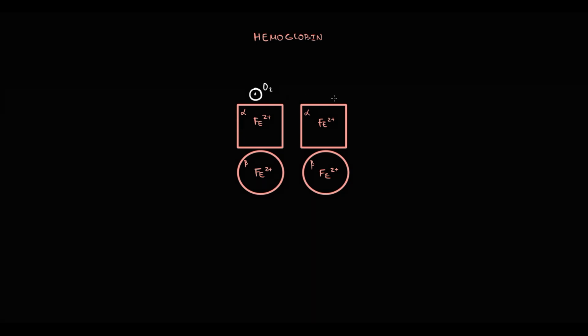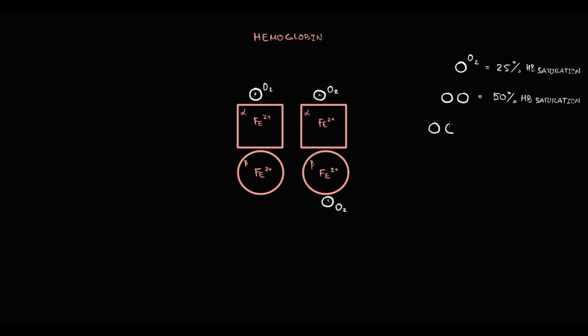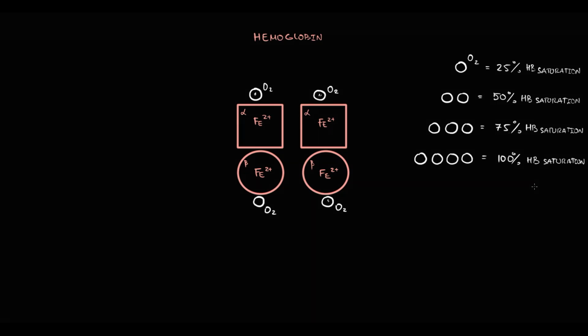If hemoglobin has just 1 oxygen molecule, we say that hemoglobin saturation is 25%. If hemoglobin carries 2 oxygen molecules, its oxygen saturation becomes 50%. 3 oxygen molecules give saturation of 75%. And if hemoglobin has 4 oxygen molecules, it's 100% saturated hemoglobin.